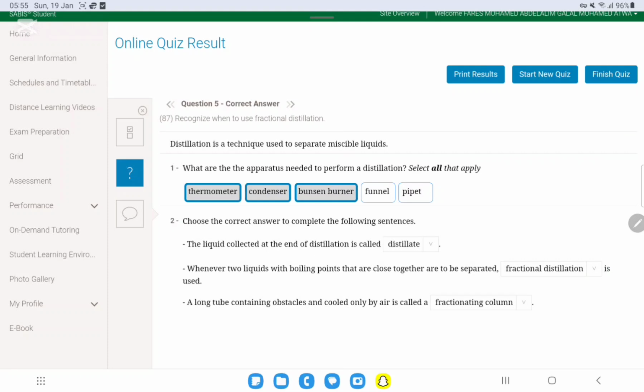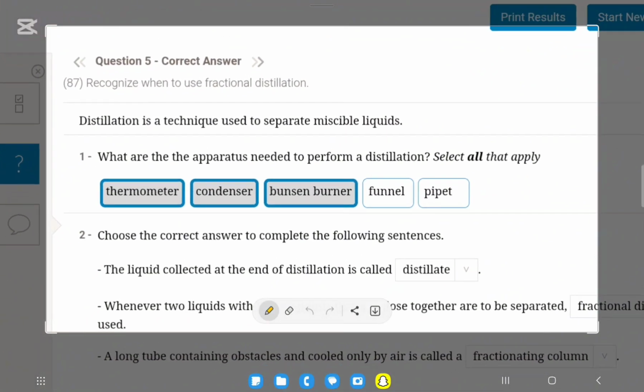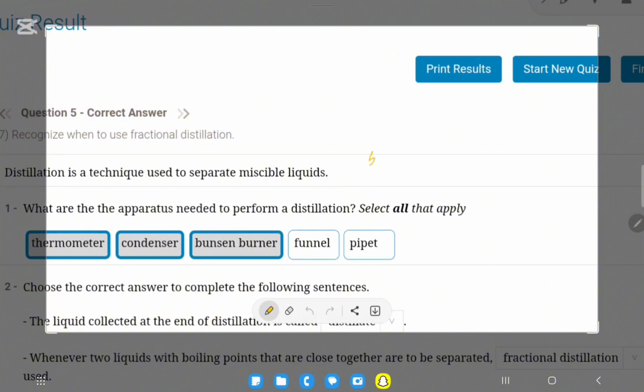Distillation is a technique to separate miscible liquids. What they mean with that is liquids that dissolve in each other, or homogeneous mixtures in general, like salt and water or whatever.